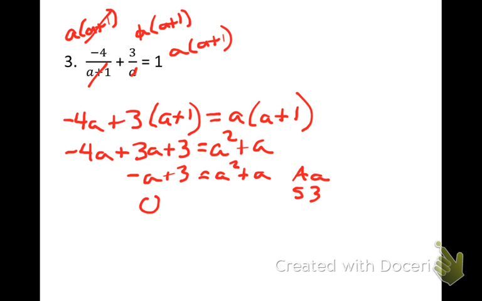So that gives me 0 over here, a squared. If I'm adding a, I get 2a. And I'm subtracting 3, I get minus 3. So this is a quadratic that I would need then to factor.